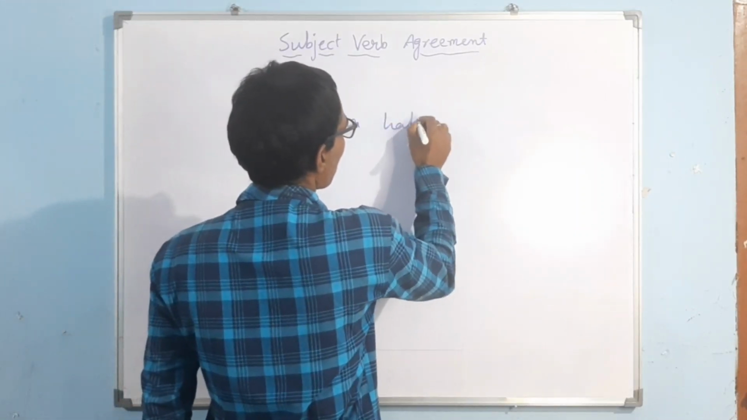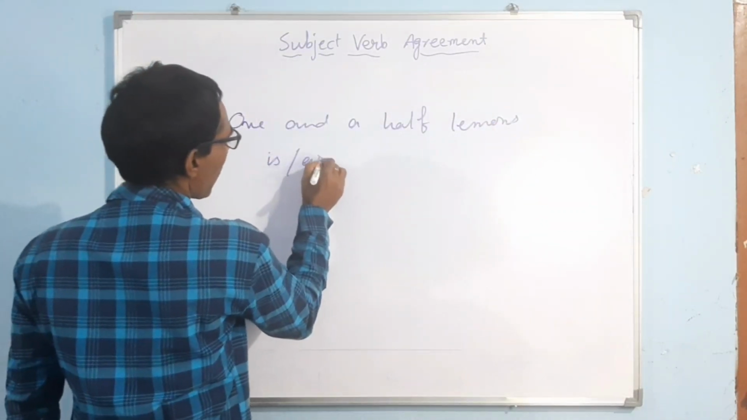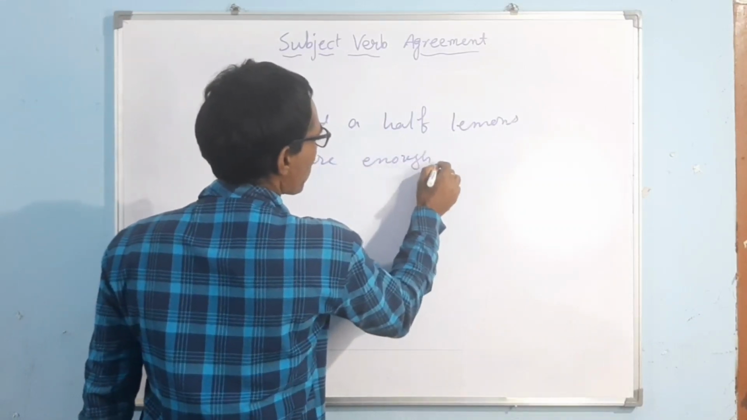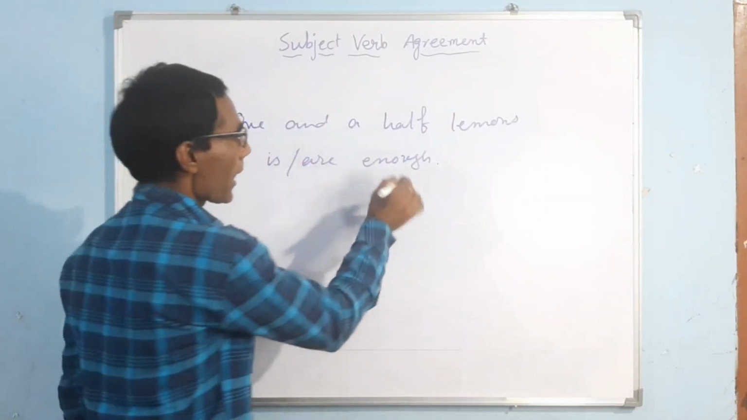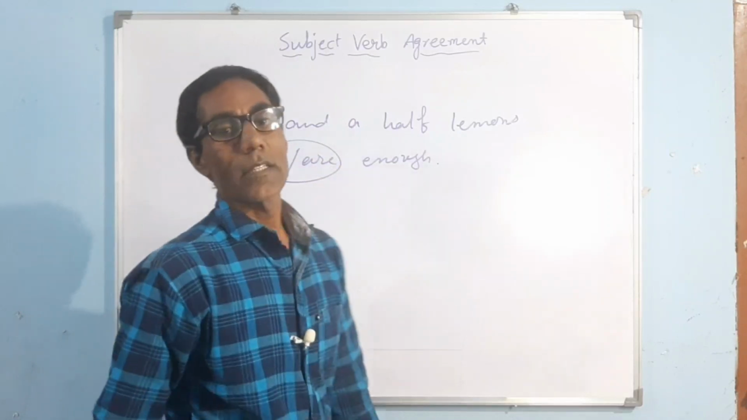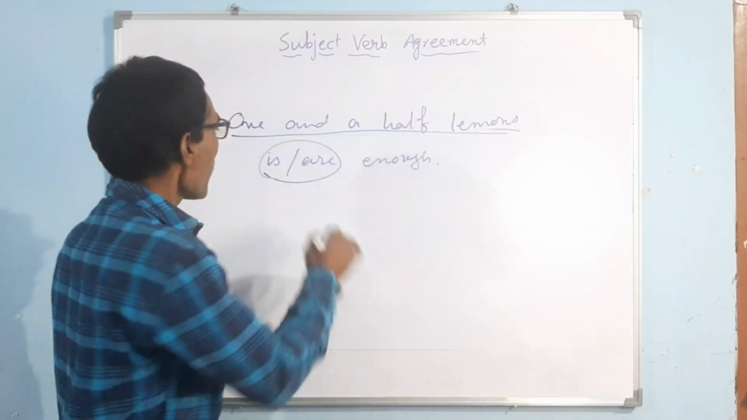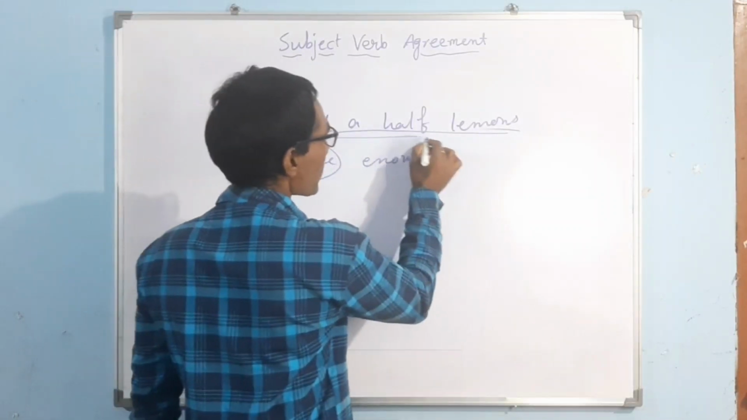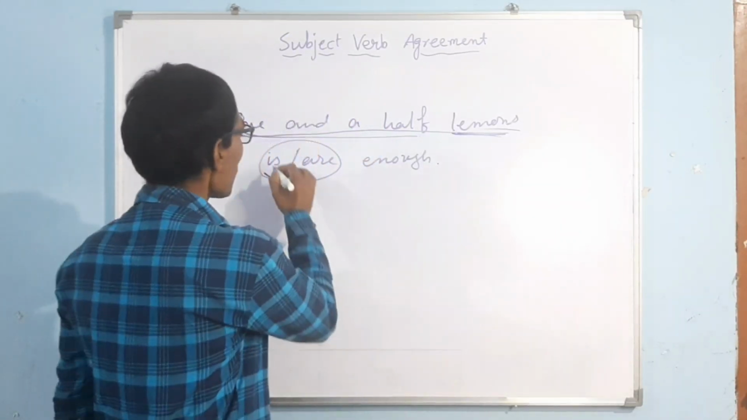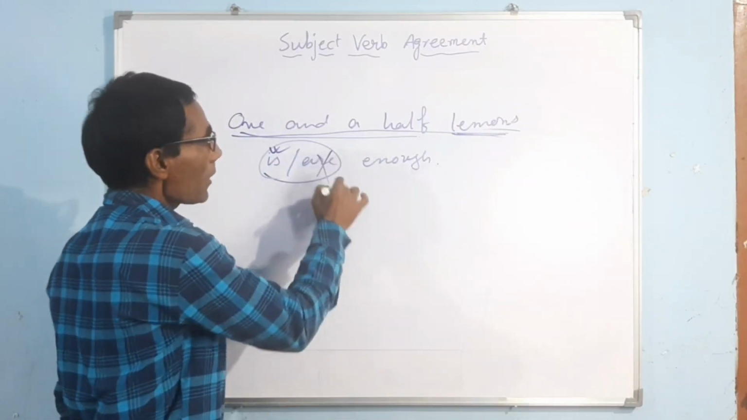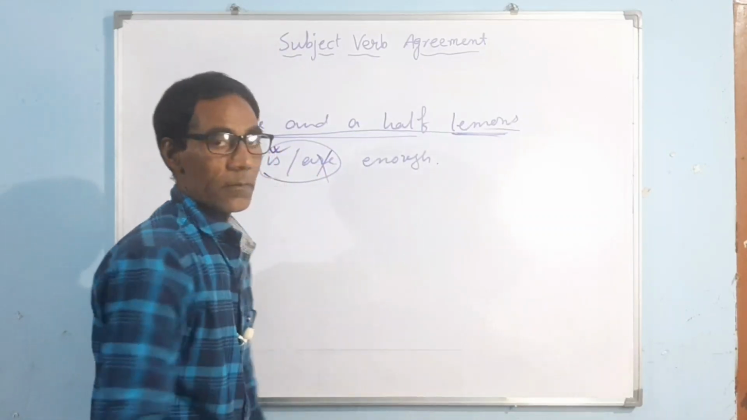1.5 lemons are enough. So 1.5 lemons is or are enough. Now is or are, which one is right here? This is the subject, 1.5 lemons. Subject 1, you must remember 1.5. After that you have to use plural nouns, but a singular verb. So if you write are, you may think that lemons are there, so are is the right answer. But no, not. It is.